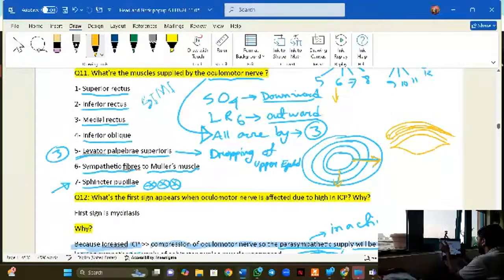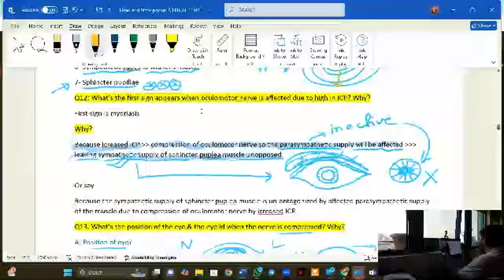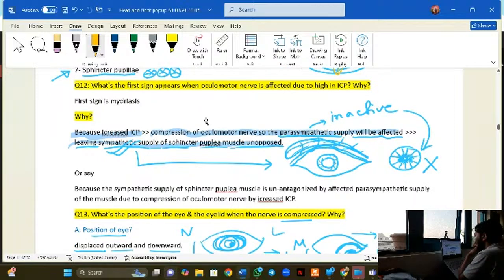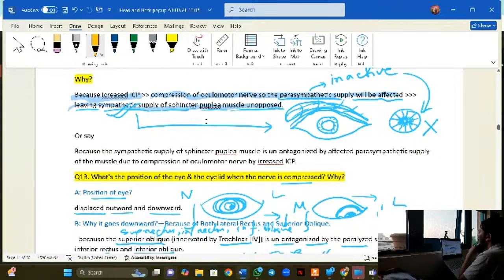Which sign appears when the nerve is affected due to high intracranial pressure? Mydriasis. Raised pressure causes compression of the oculomotor nerve and it causes paralysis. So there will be paralysis of the parasympathetic function over the sphincter pupillae, which is supplied by the oculomotor nerve. So unopposed function of the sympathetic supply causes dilatation of the pupil.